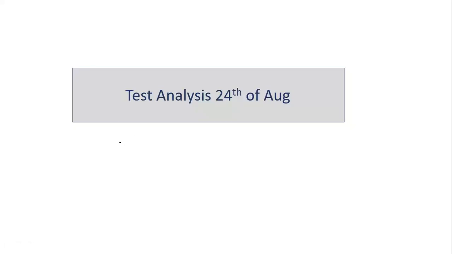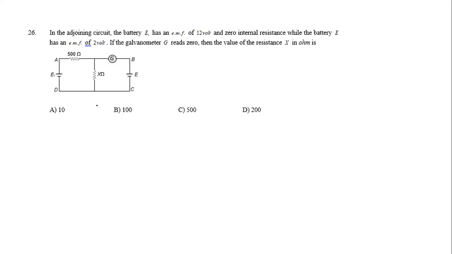So let's get started with the test analysis for the exam conducted on 24th. This is the first question. The key part here is that this is a typical circuit. The galvanometer reads 0, which means this branch has 0 current. If the current here is I, no current will pass through here, and the same current will flow through the other resistance also.